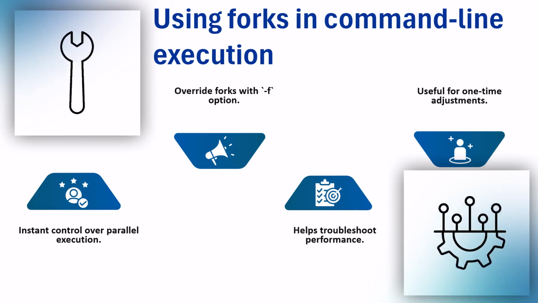Need a quick fix? Ansible's -f option lets you override forks instantly, like shifting gears on a bike. It's perfect when you need temporary changes instead of modifying configuration files. Let's explore when and how to use this command line tweak.